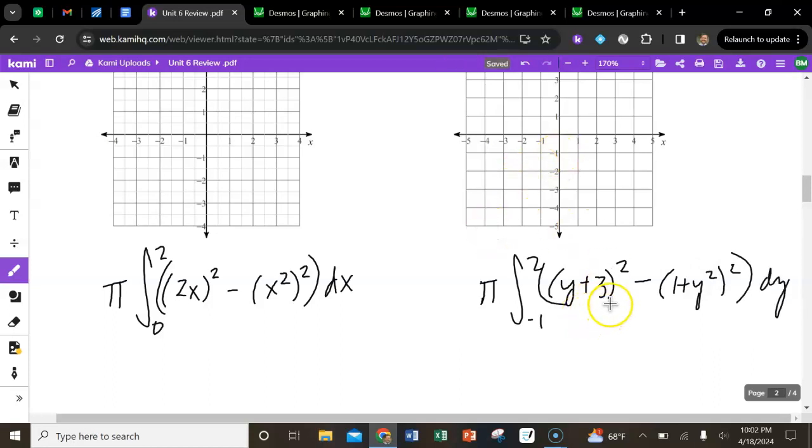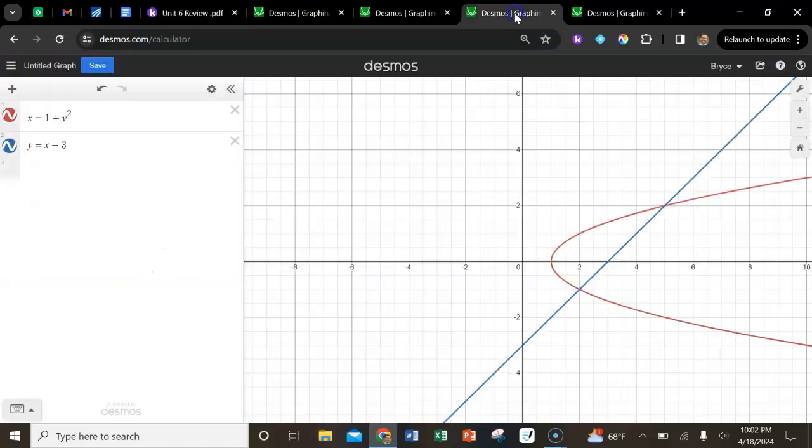I don't have another option there. I cannot make the shell for that one because my rectangles had to lay down. So my rectangles were laying down. The axis of rotation was vertical. Those are perpendicular, so I'm going to get a washer or a disc. I'm not going to get a shell there. Okay. Again, I don't have the option for that one.